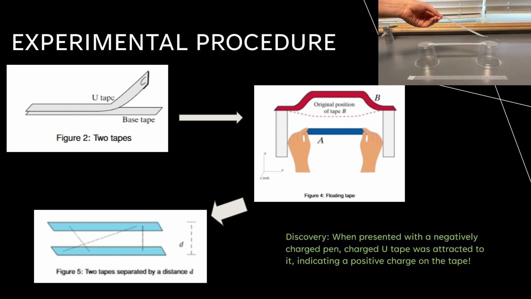Then we created an experimental setup where we put a piece of tape, tape B, between two objects, and then another piece of tape, tape A, underneath it. And we held tape A increasingly upward until tape B moved. And that was the distance at which electric force began to operate, and that can be seen in figure 5 in the bottom left. So the d measurement is the distance at which tape A begins to exert effects on tape B.